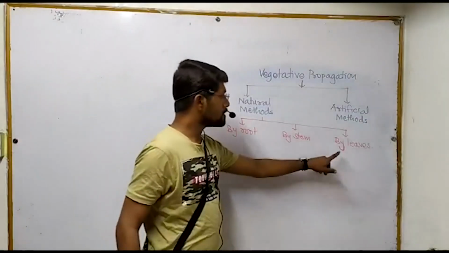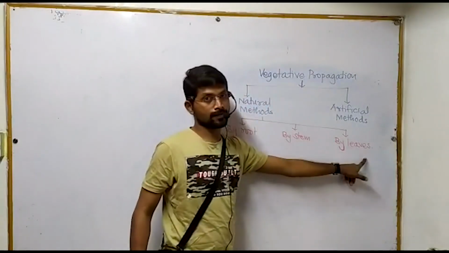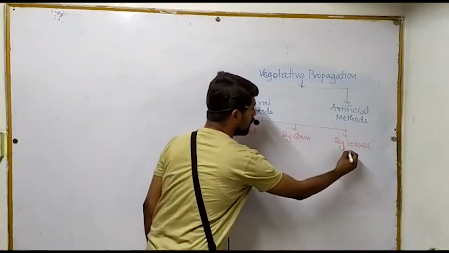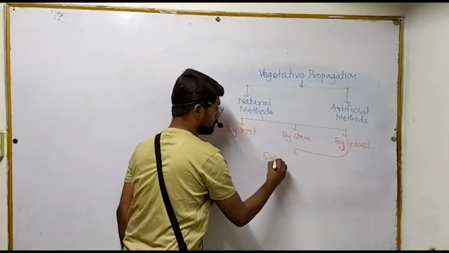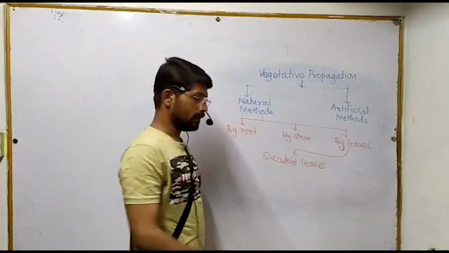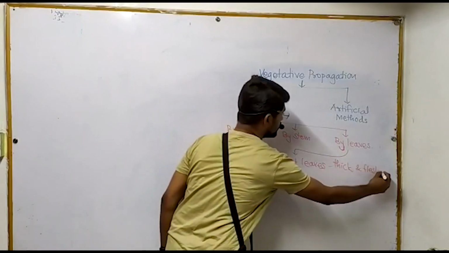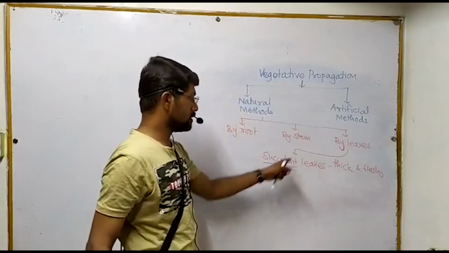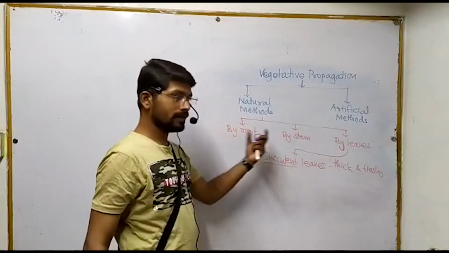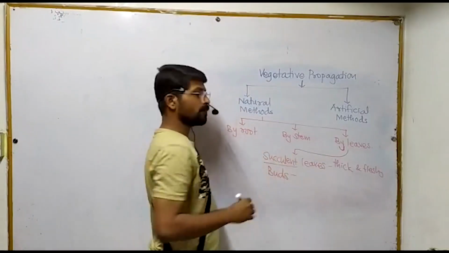The next and the last type is vegetative propagation by natural methods by means of leaves. When leaves are involved in the process of vegetative propagation, such leaves are succulent. Succulent, the meaning itself indicates that these leaves are thick and fleshy. They show presence of storage food material, and water storage is also present in such leaves. Not only that, the second criterion, which is same for root and stem, they also show presence of the growing points, or they show presence of buds on leaves.